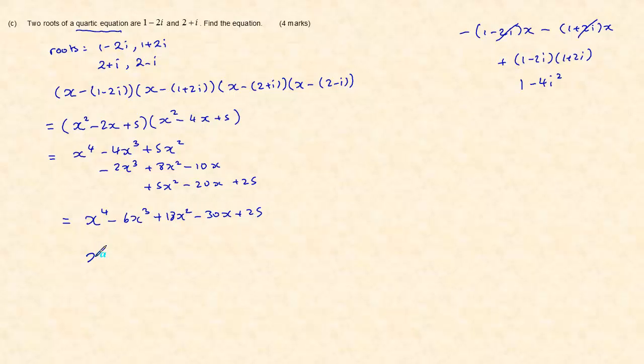So our equation must have been x to the 4 minus 6x cubed plus 18x squared minus 30x plus 25 is equal to 0.